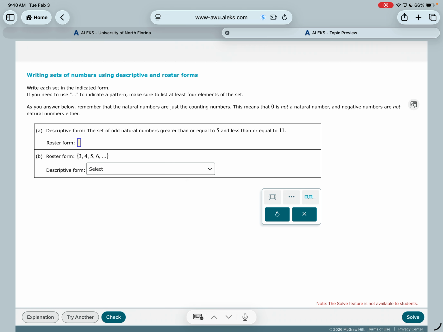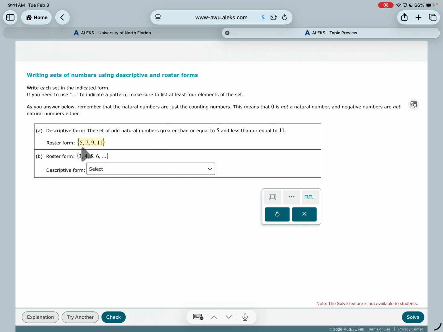So the first thing is we want the brackets. The set of odd natural numbers greater than or equal to 5 and less than or equal to 11. So it's greater than or equal to 5, so we start at 5, and then we go up to 11, and it is less than or equal to 11, okay?